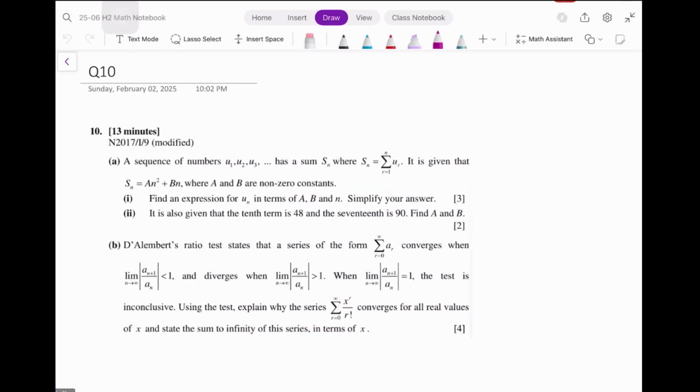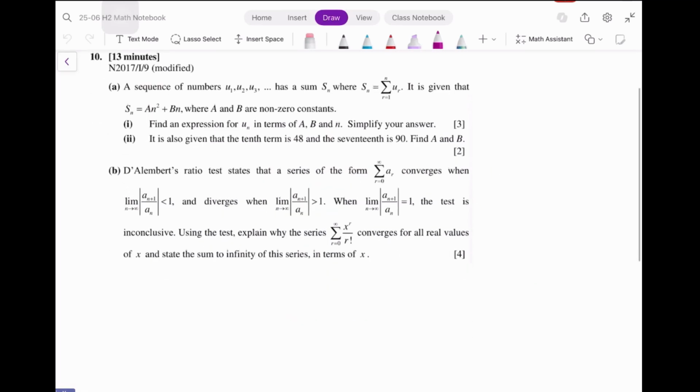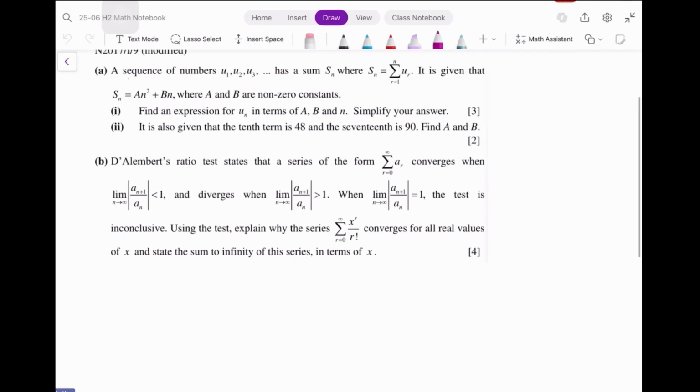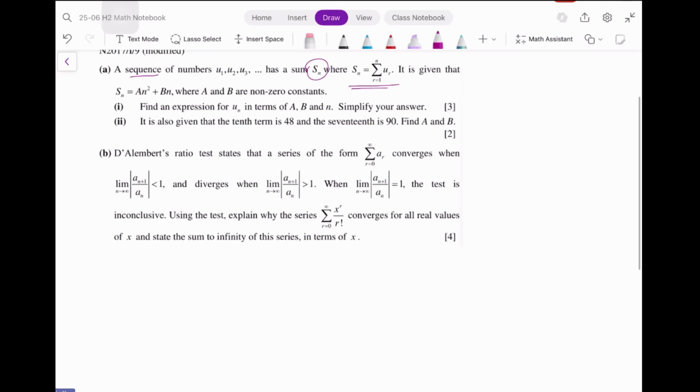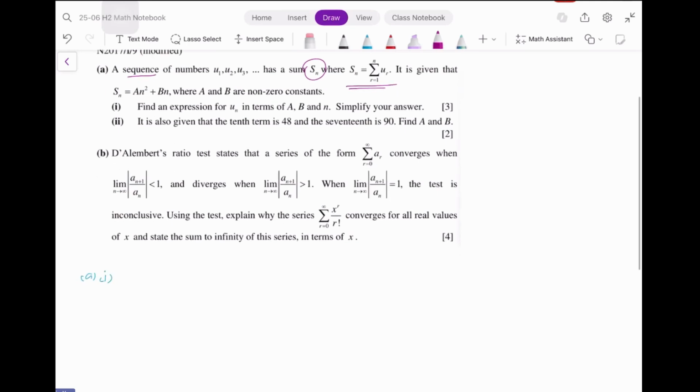All right. So 10 is back to a summation. We have a sequence of numbers. So this is talking about a sequence of numbers. It has a sum where the sum is like that. Given the Sn is this, find the expression for Un or Tn. This one I don't think I need to repeat, but the formula would be that Un or Tn will be equal to Sn minus S(n-1), correct?